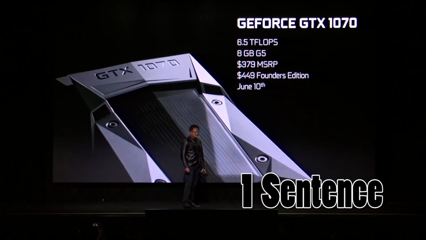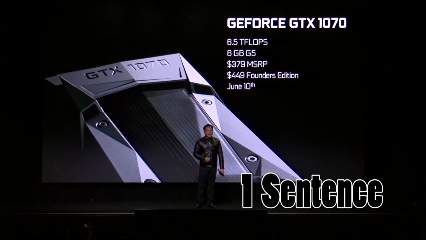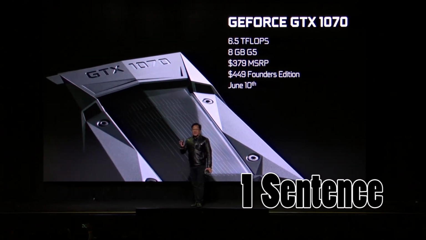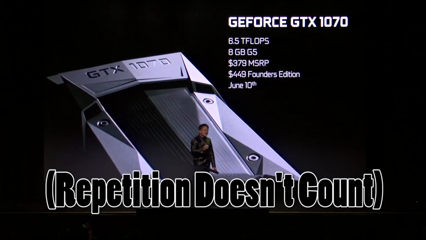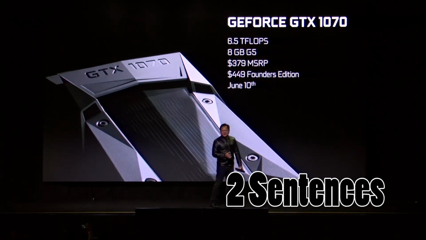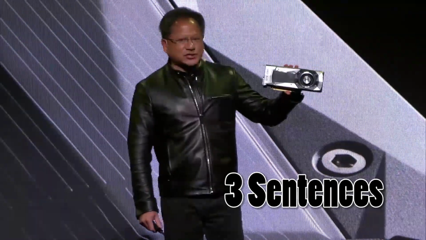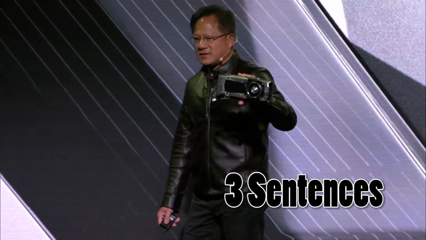But I have more. Yes. What? Yeah! What is that? GTX 1070! 6.5 teraflops, 8 gigabytes of G5 memory, faster than a Titan X, 379 MSRP. And for the Nvidia designed Founders Edition, 449, available all over the world, June 10th.